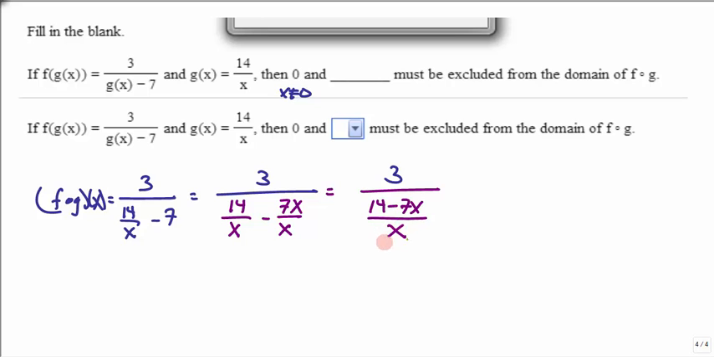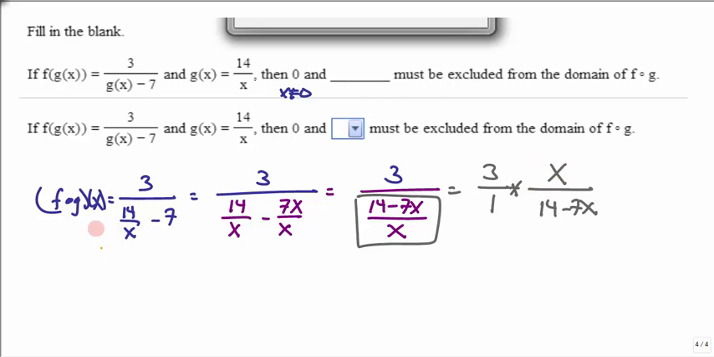Okay, now this is getting a little bit confusing. X still cannot equal 0. But we have to remember our rules. When you divide by a fraction, you multiply by the reciprocal. The reciprocal means to flip it, so the x would pop up top, and then the 14 minus 7x would be in the bottom. Now I can't change my restriction of my domain because this was in the domain. X cannot equal 0.